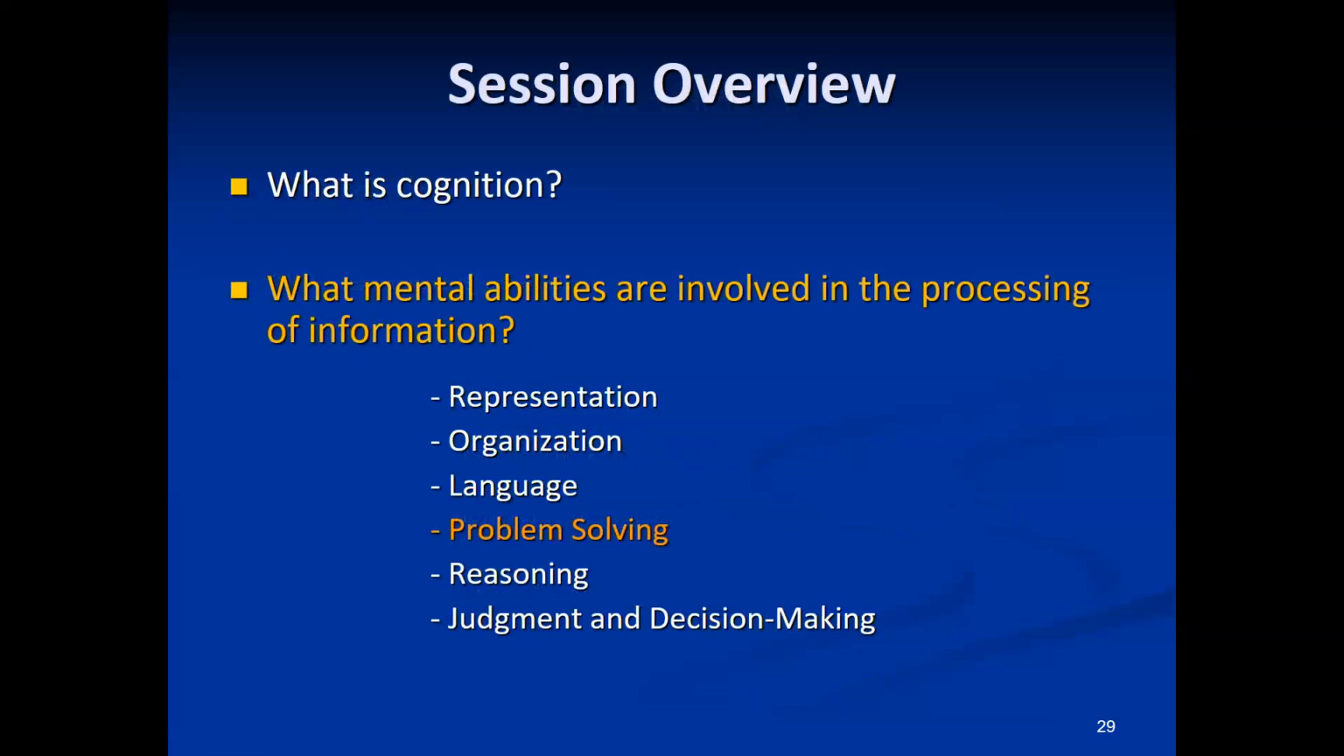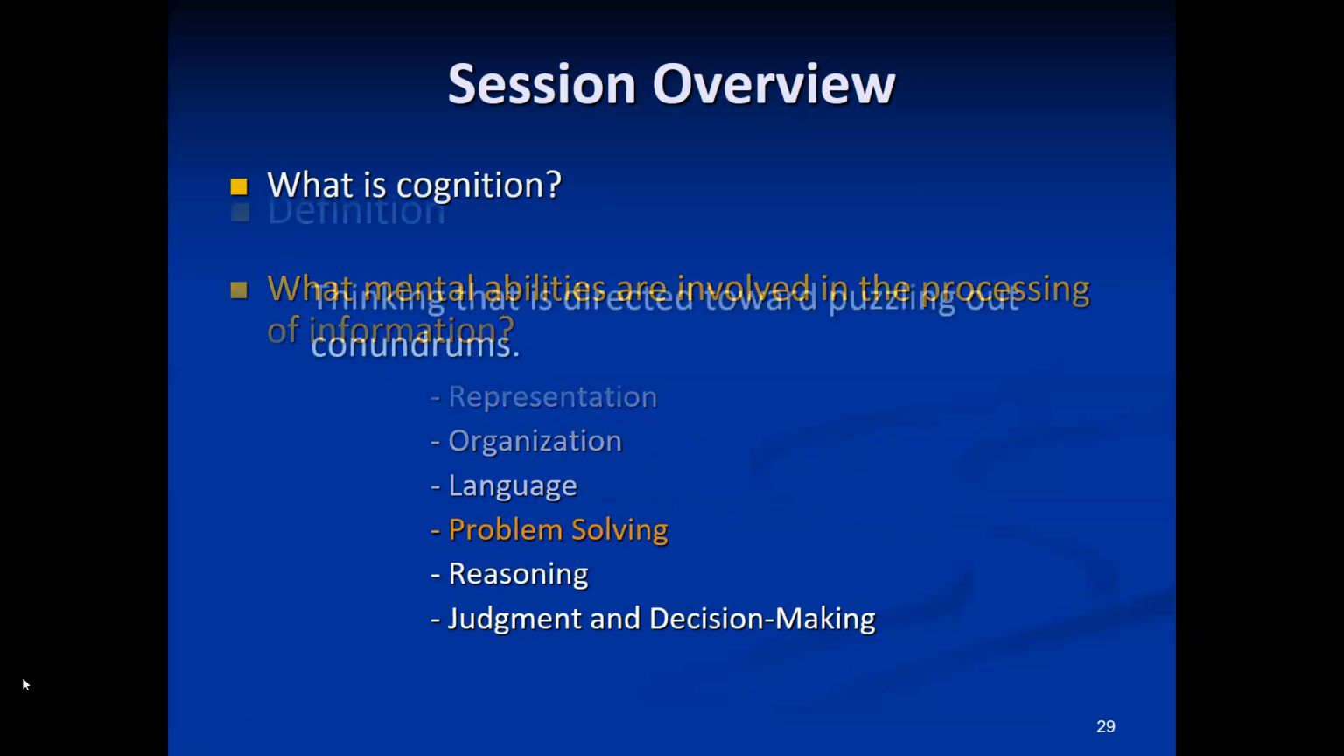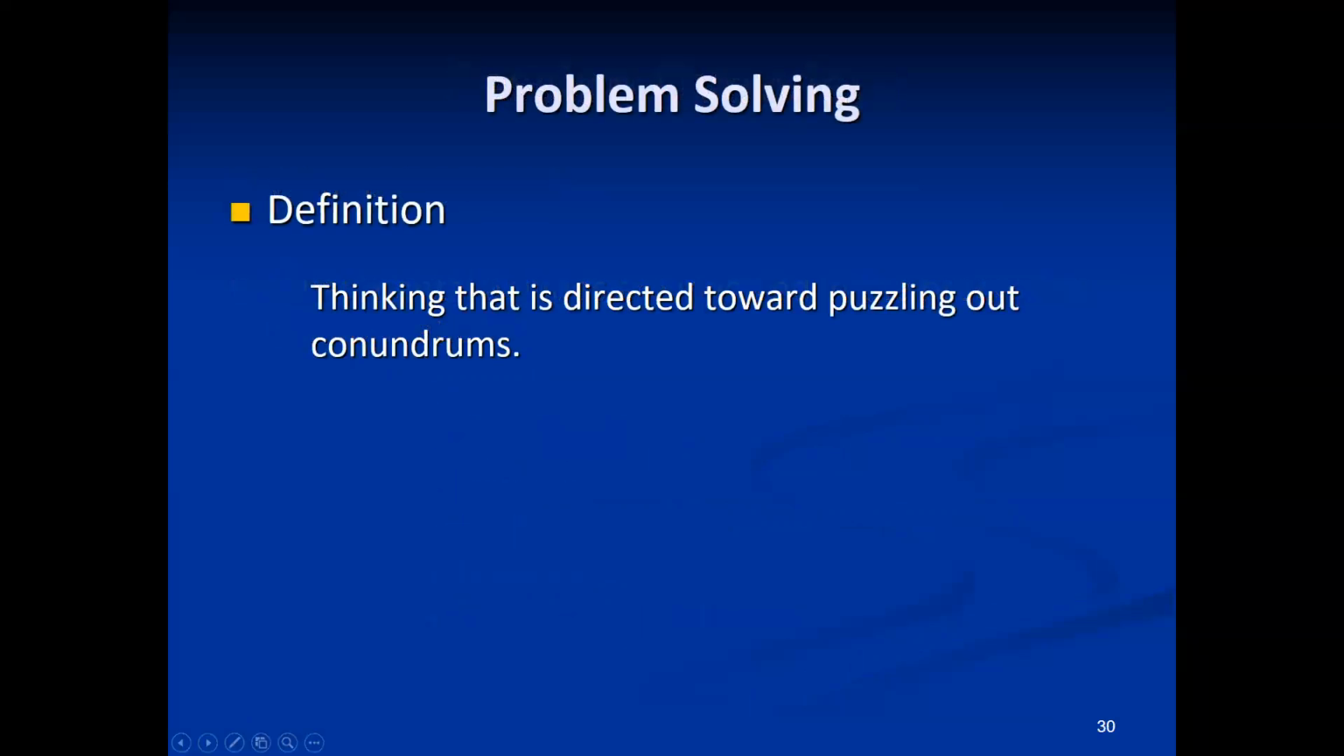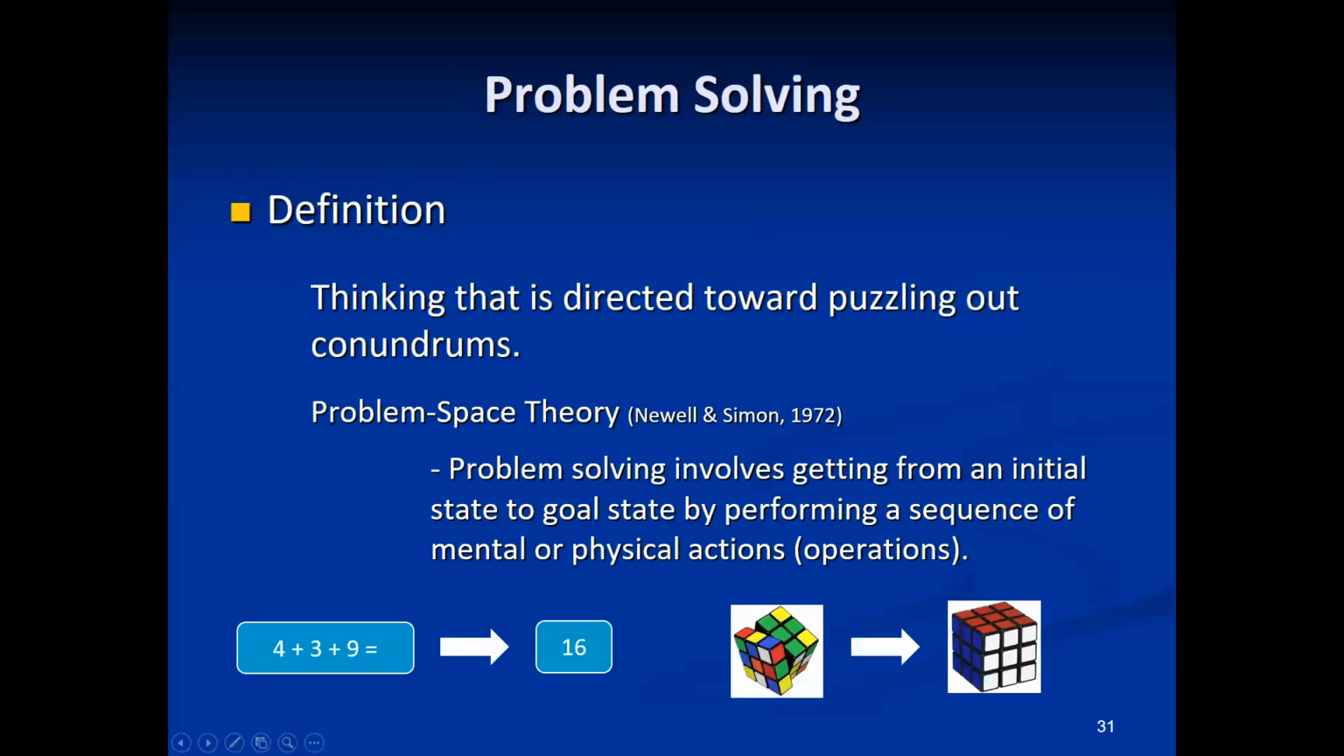A fourth mental ability involved in the processing of information is problem solving. Problem solving is thinking that is directed towards puzzling out conundrums. One highly influential theory of problem solving is Newell and Simon's problem space theory.